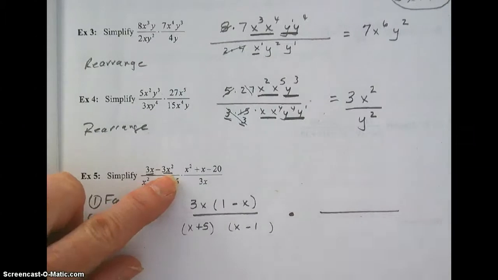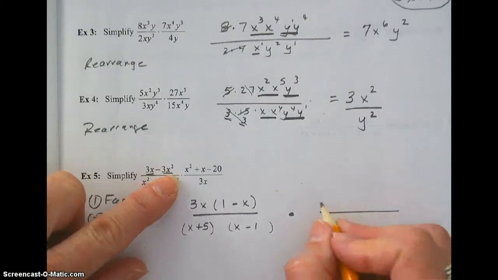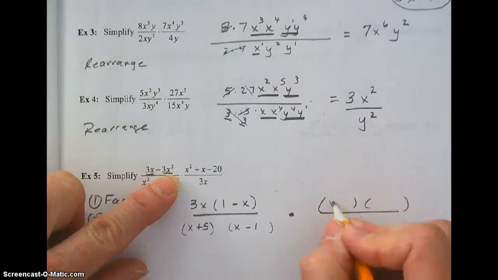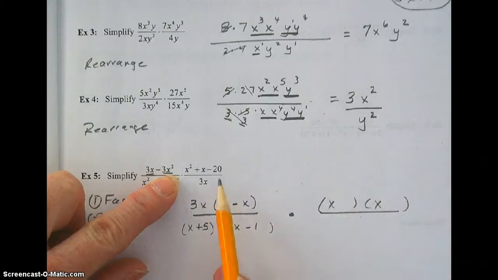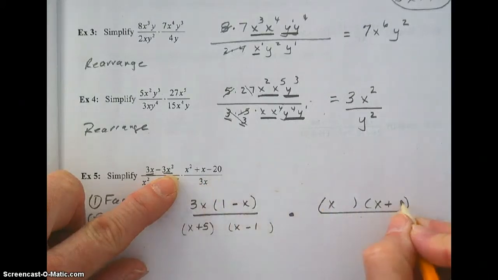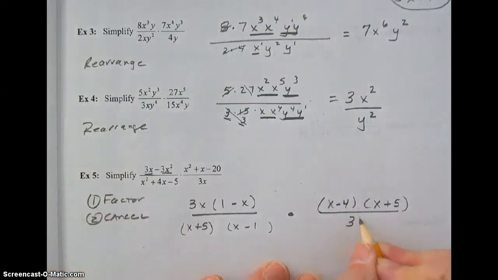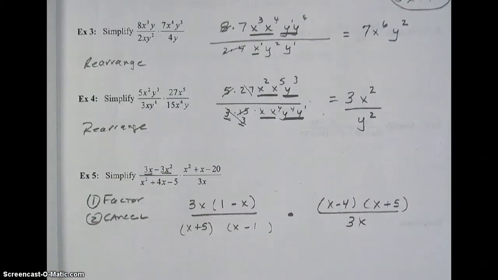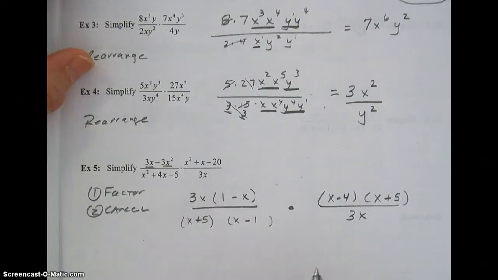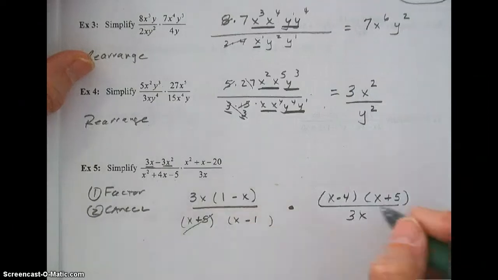Now let's factor the x squared plus x minus 20. We're looking for the factors of negative 20 that add up to a plus 1. That would be a plus 5 and a minus 4. And then we have a 3x on the bottom. And when you're looking at this, see this is all multiplication now. We're multiplying, multiplying, multiplying, multiplying. So any term that's on the top that's exactly the same, we can cancel out.